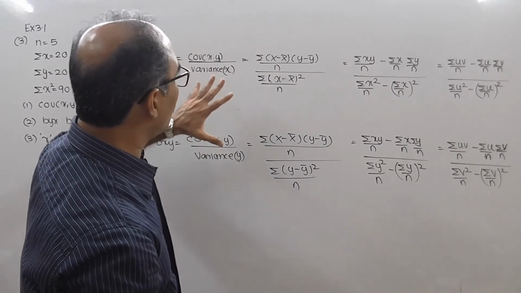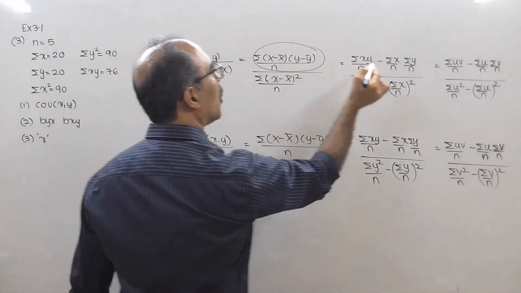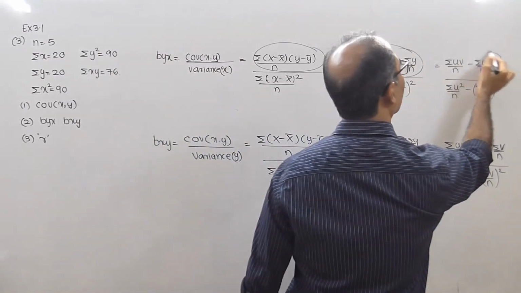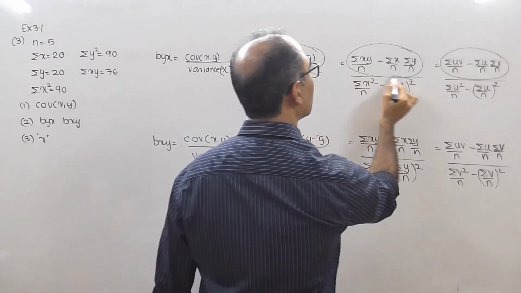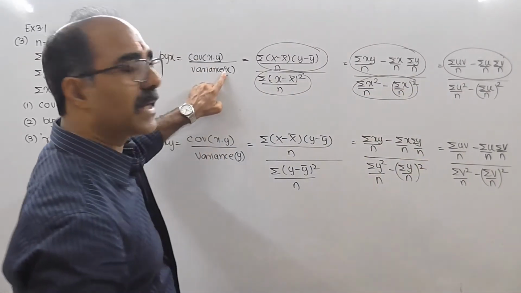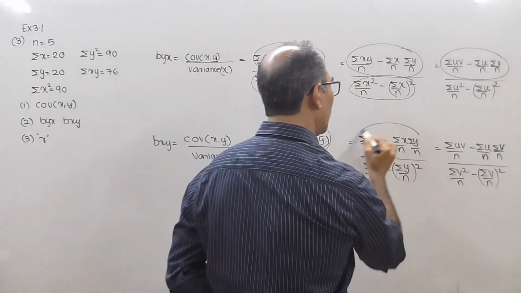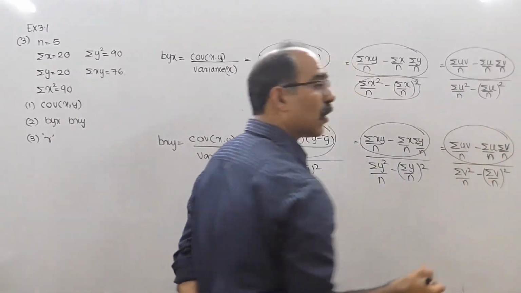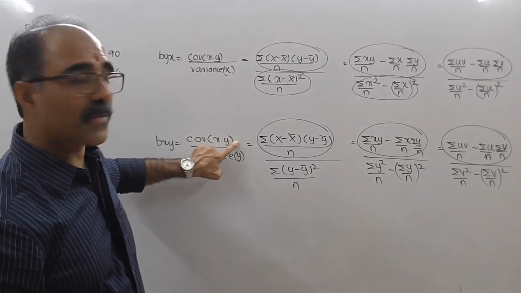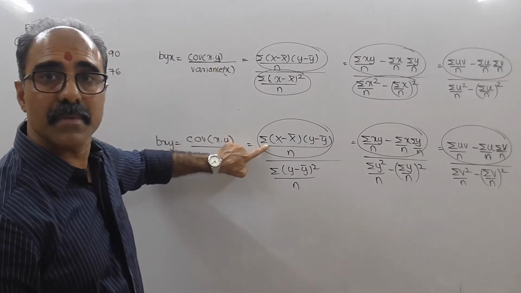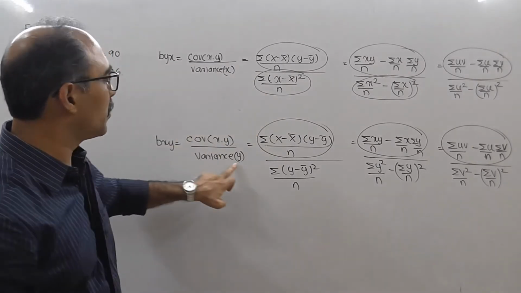So if you try to closely observe, the numerator of all the formulas is the covariance of xy, and the denominator for this is nothing but variance of x. The numerators are all covariance of xy. Look, this covariance of xy, this covariance of xy. The numerator is the same, only the denominator is changing, because this is x so I put x, here it is y so I put y.